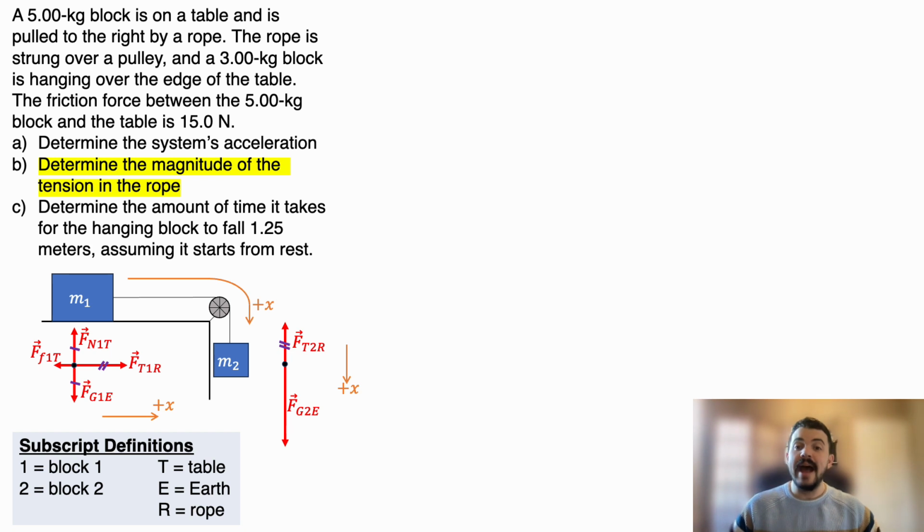Now it would be a bad idea to choose the system that consists of both blocks and the rope connecting them, because we can't find the tension if the tension is internal to our system. And so instead we should choose a system that just consists of one block, and then the rope will be outside of that system. You could choose either block. I'm going to choose the block on the table. Now if we look at that system boundary we drew, the rope leaves the system, and so it's now an external force.